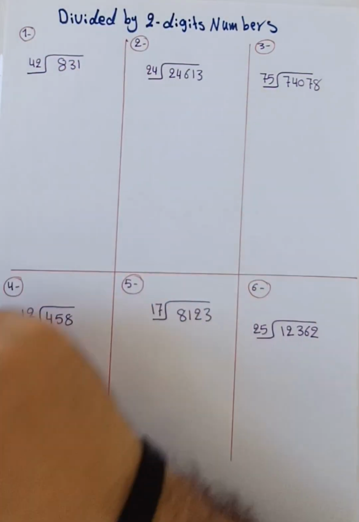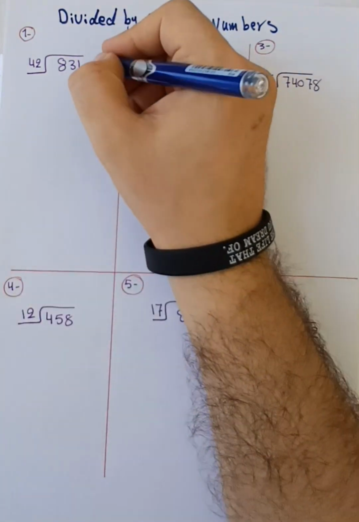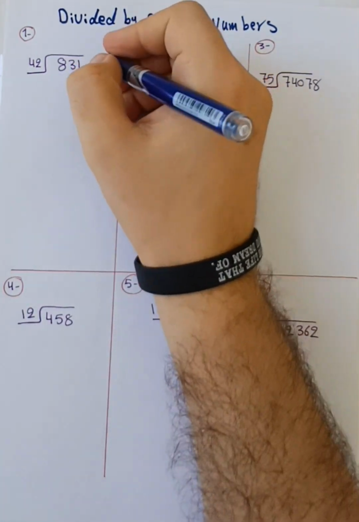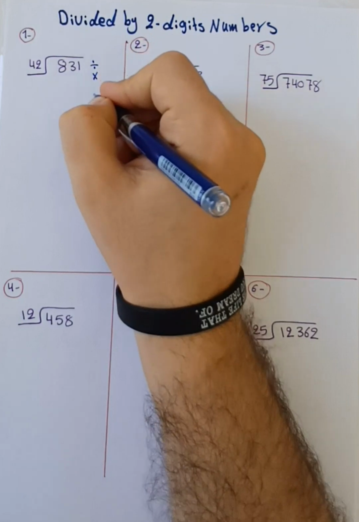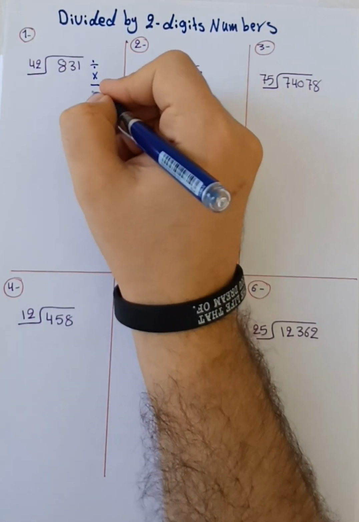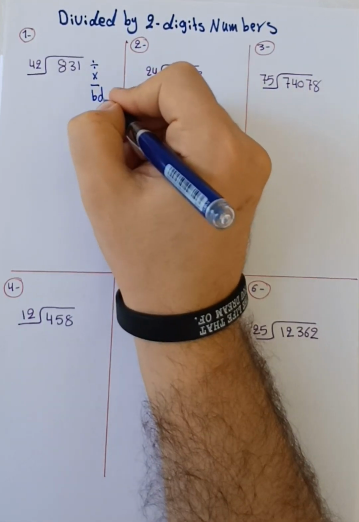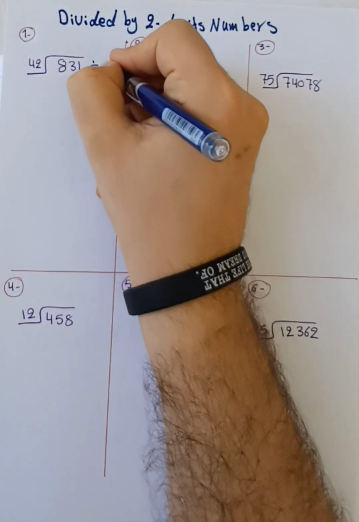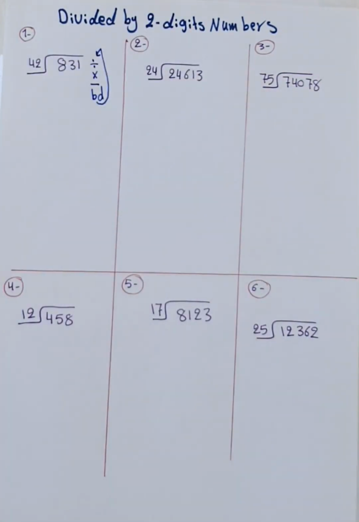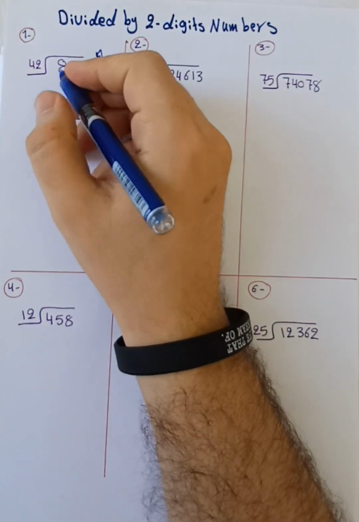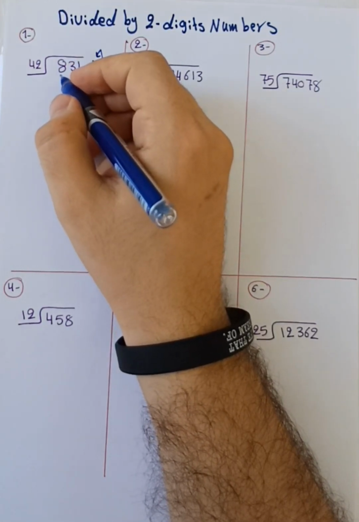The first step in long division is divide. After divide we have multiply, after multiply we have subtract, and the last step is bring down. After bring down you have to go back to the first step. And then we have 831 divided by 42. So we have to start from the first number at left.